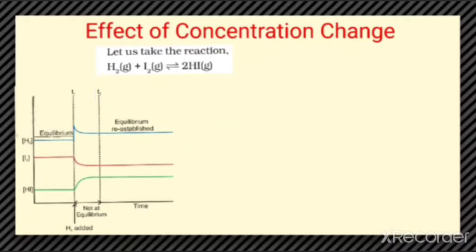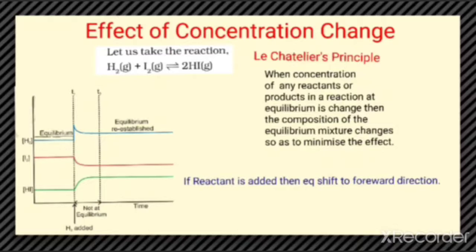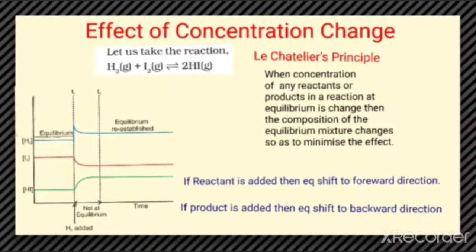So this is what the Le Chatelier principle says, that when the concentration of any of the reactants or products in a reaction at equilibrium is changed, then the composition of the equilibrium mixture changes so as to minimize the effect. That is what is described in the plot and given in the explanation through the Le Chatelier principle. So if the reactant is added, then the equilibrium shifts to the forward direction, and if the product is added, then the equilibrium shifts to the backward direction.